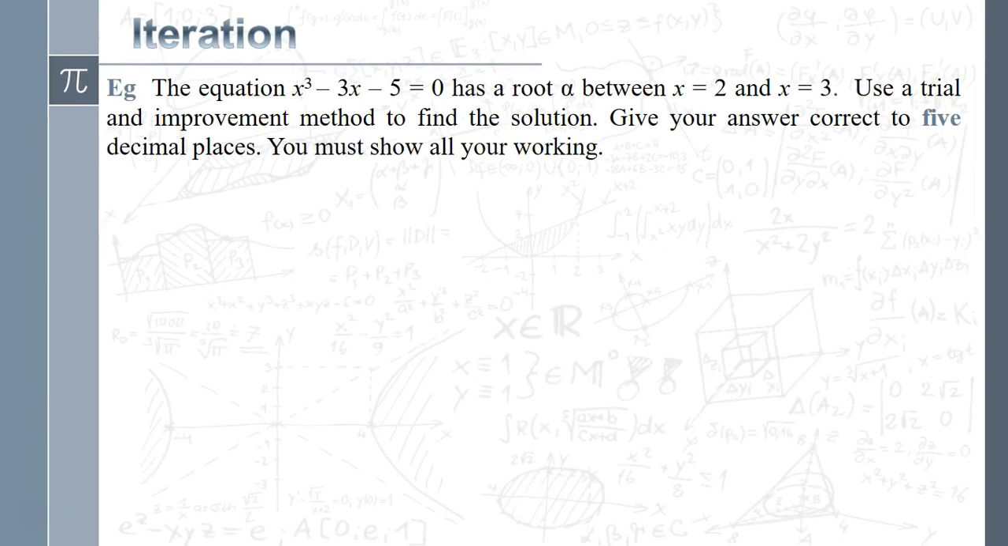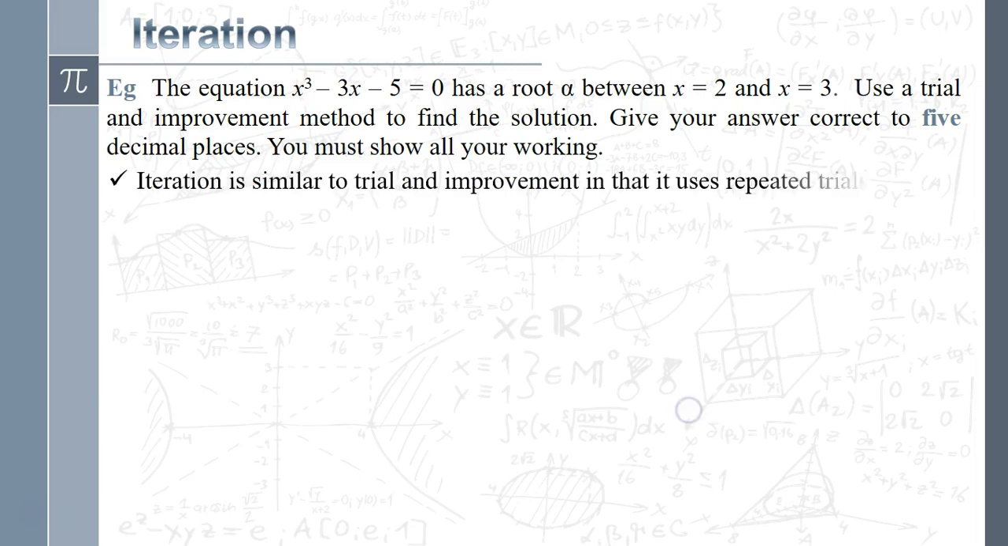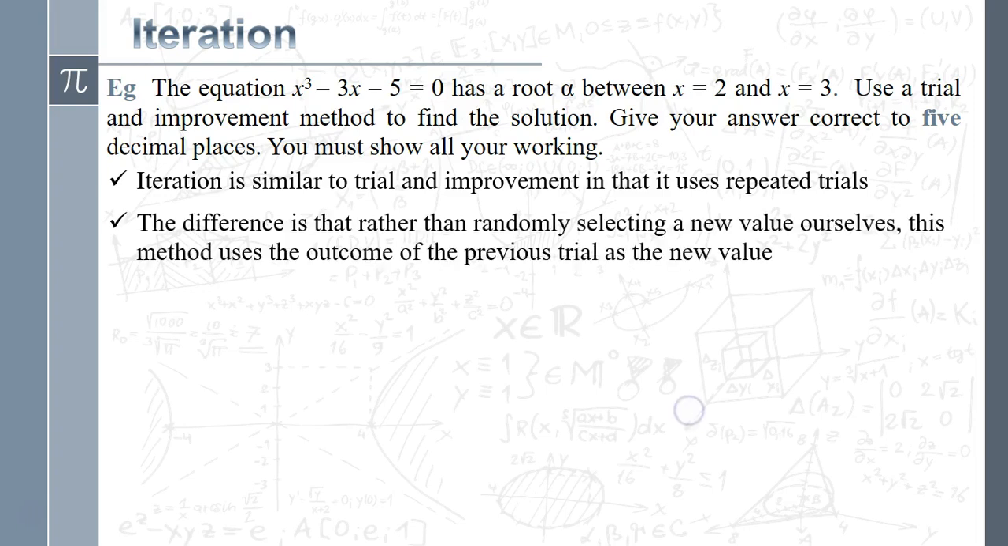So there's exactly the same question again, and we're now going to do the extension part of that previous task, which was to find it correct to 5 decimal places. Here we go. We're going to use our repeated trials again, but we're going to come up with a better way of deciding what our next trial is going to be. Rather than just randomly picking a number, we're going to use the outcome of one trial to become the value we use in our next trial.